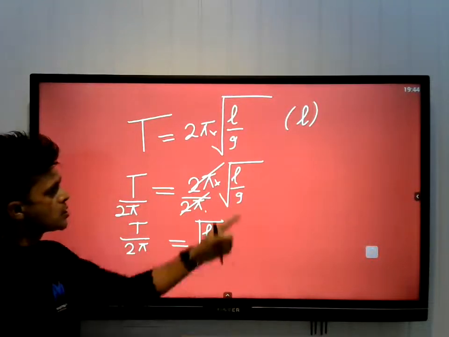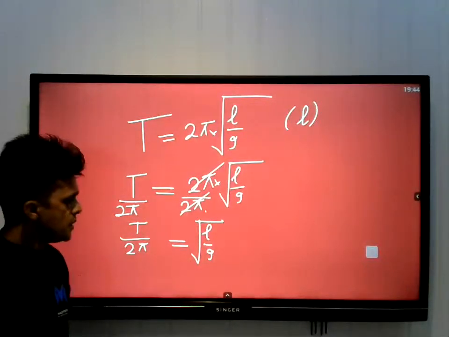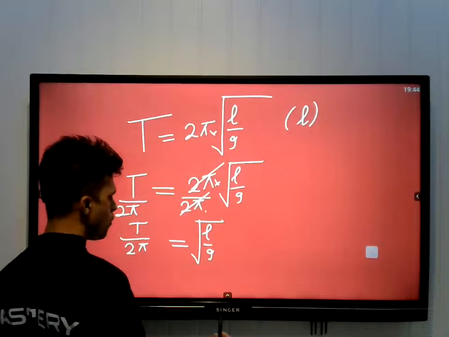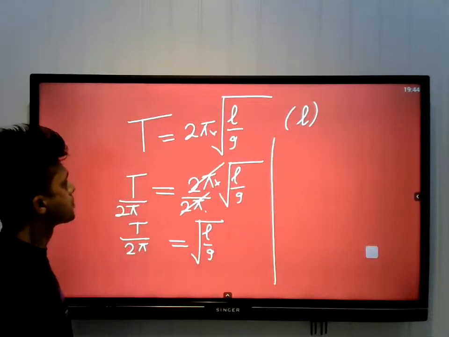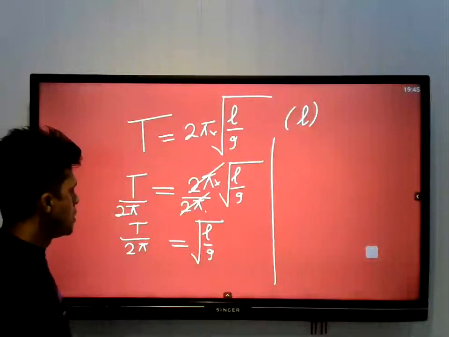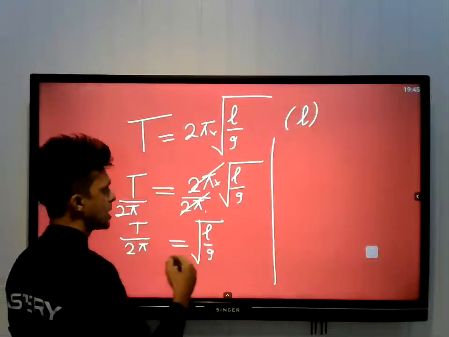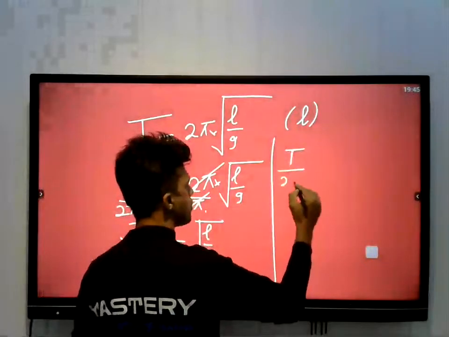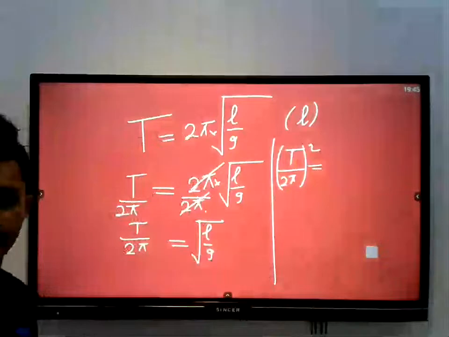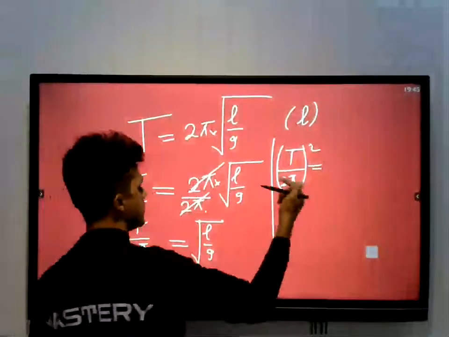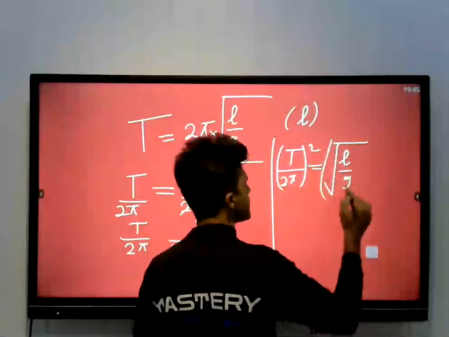Okay, now we are able to write the term L as the subject of this formula. So how do we do this? t over 2π equals root L over g. We have to get the square of both sides. t over 2π whole square, and this side as well, root L over g square.